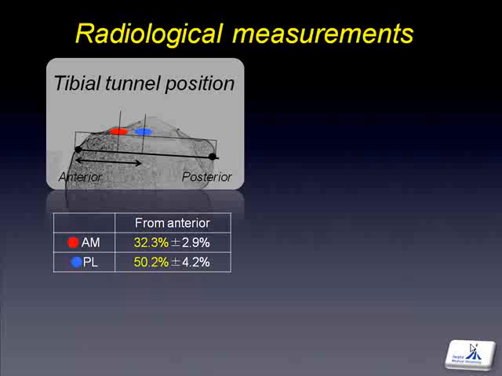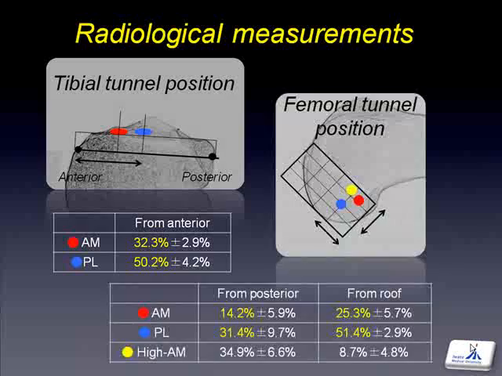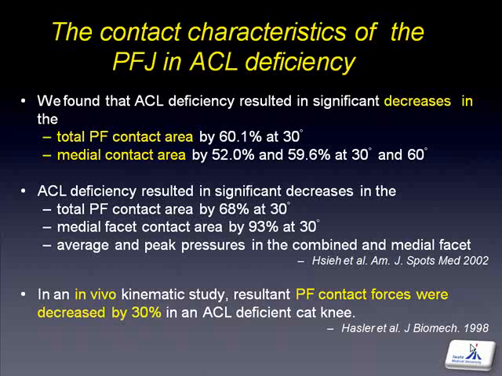Discussion. We found that ACL deficiency resulted in significantly decreased total PF contact area at 30 degrees and medial contact area at 30 and 60 degrees. This is in agreement with a study by Zavras et al. In an in vivo kinematic study, resultant PF contact forces were decreased by 30% in an ACL deficient cat knee.